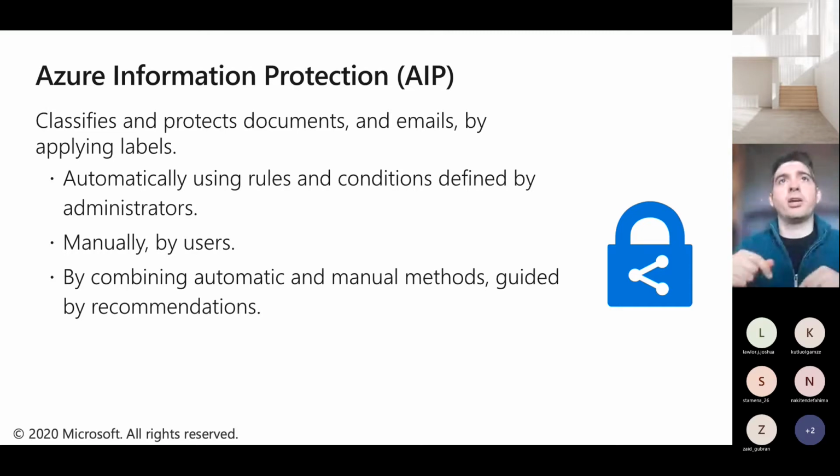So Azure Information Protection, or AIP, classifies and protects documents and emails by applying labels to them. So automatically it uses rules and conditions defined by your administrators. You can either manually define them or combine automatic and manual methods guided by recommendations. So any documents that have certain bits of information need to be treated this way. Emails that look like this should be treated like this.